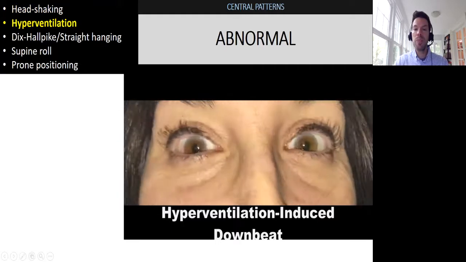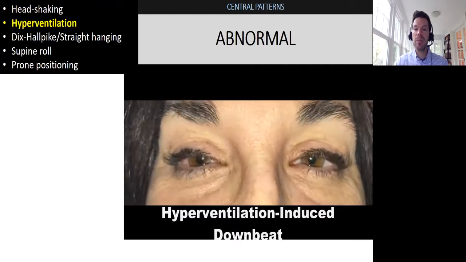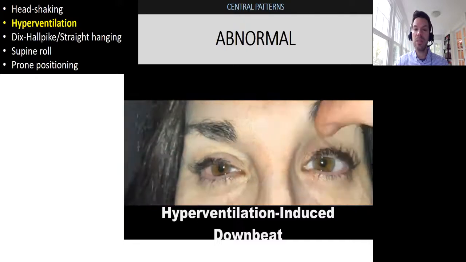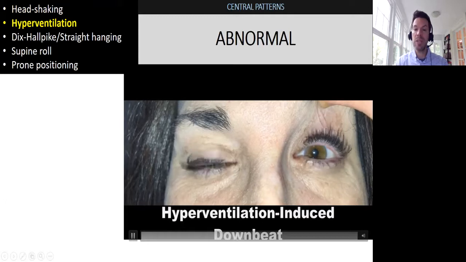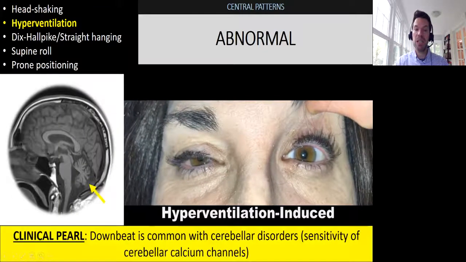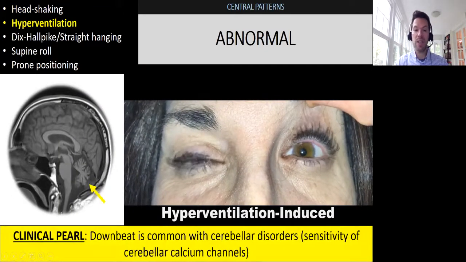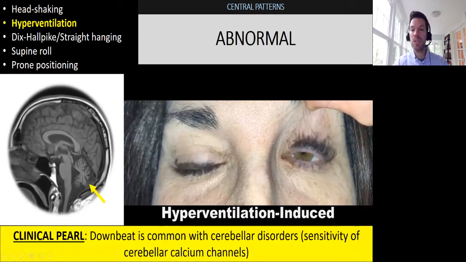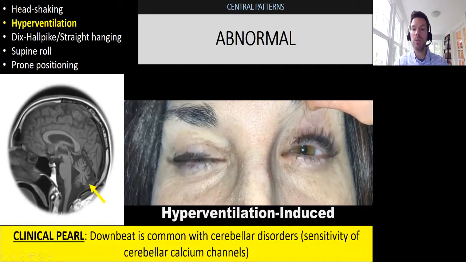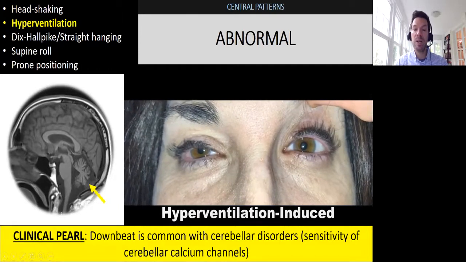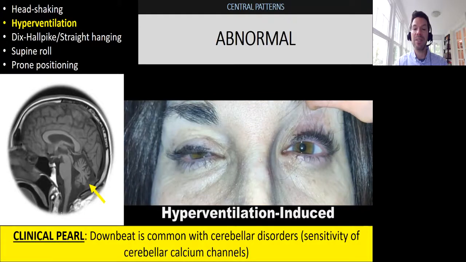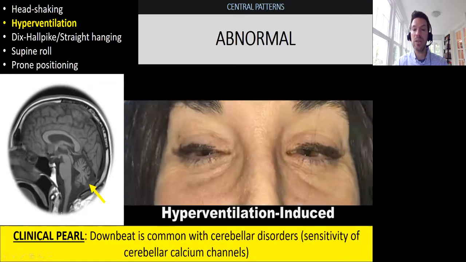Eyes open, breathe normally. This patient had a little bit of gaze-evoked nystagmus out to the sides, some saccadic pursuit, but no downbeat until you hyperventilate her. This patient has a cerebellar degeneration and cerebellar atrophy. And it's important to know that downbeat is common with cerebellar disorders or hyperventilation-induced downbeat nystagmus. It's thought to be due to the sensitivity of the cerebellar calcium channels.